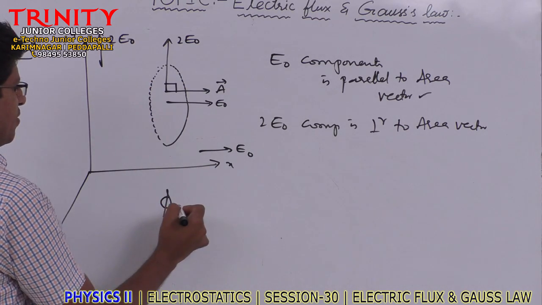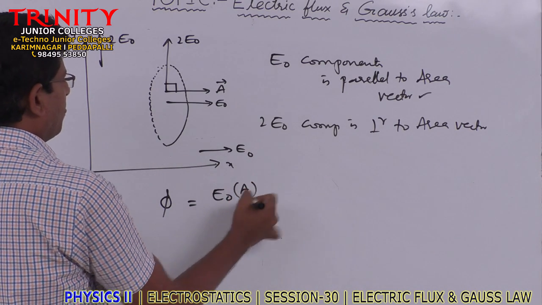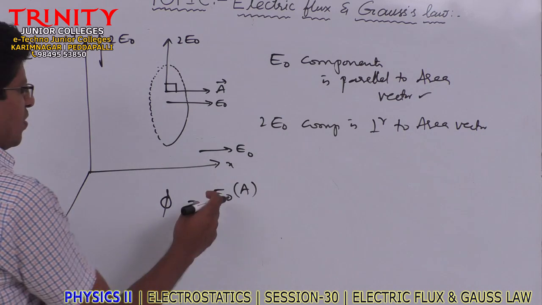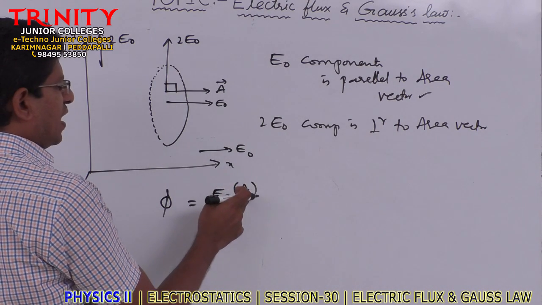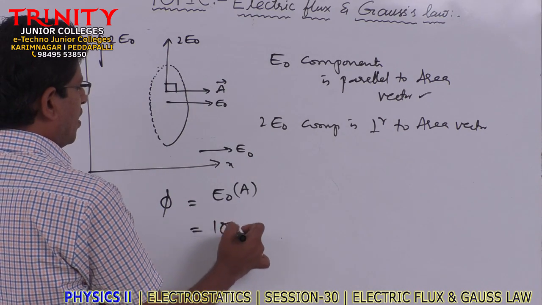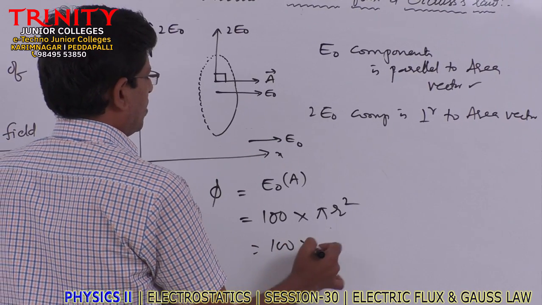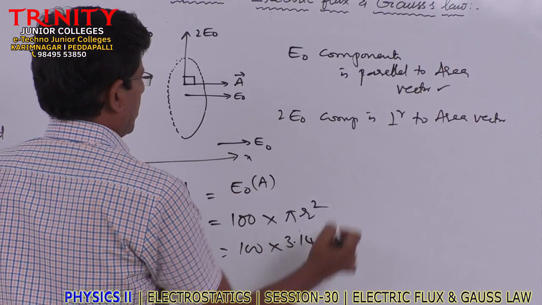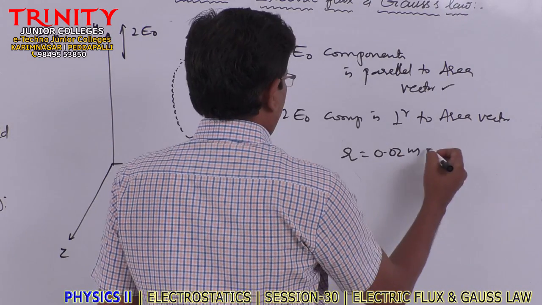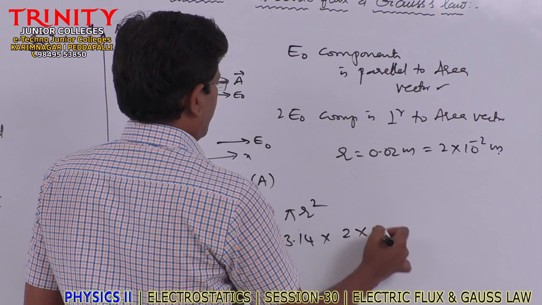I can write the net flux is E naught A, simply because cos 0 is 1. Actually, you have to write E naught A cos 0, but cos 0 is 1. So E naught is how much? That is given, 100. Area is pi r squared, 100 into 3.14. The radius is given as 0.02 meters, you can write 2 into 10 to the power of minus 2 meters, squared.